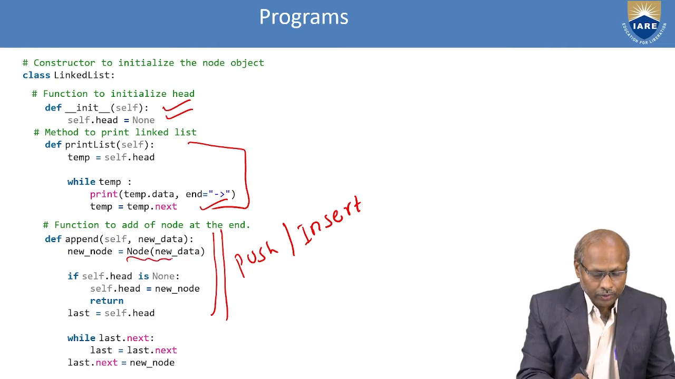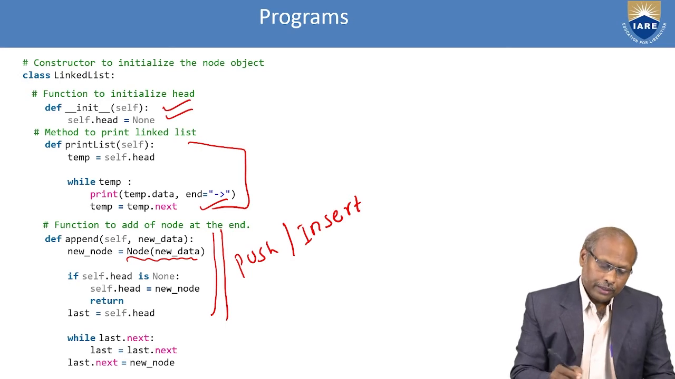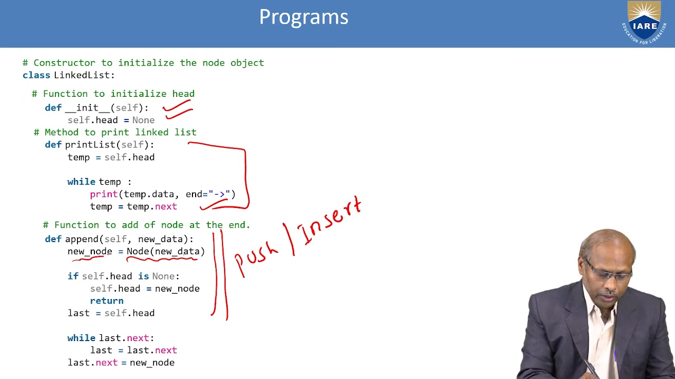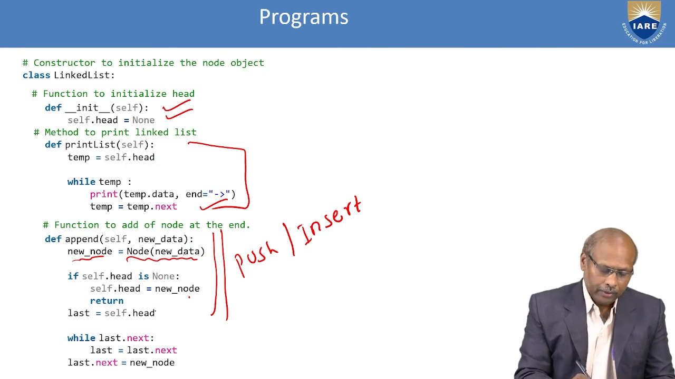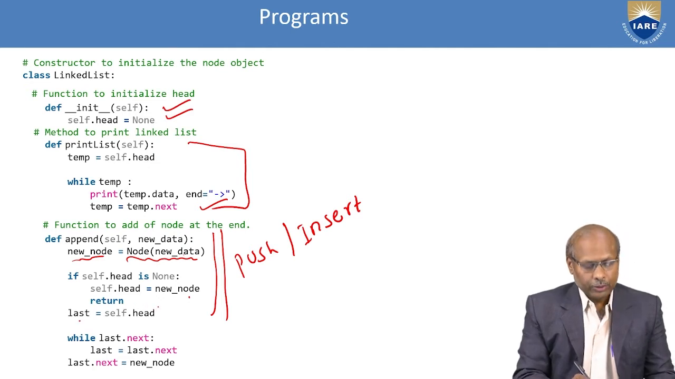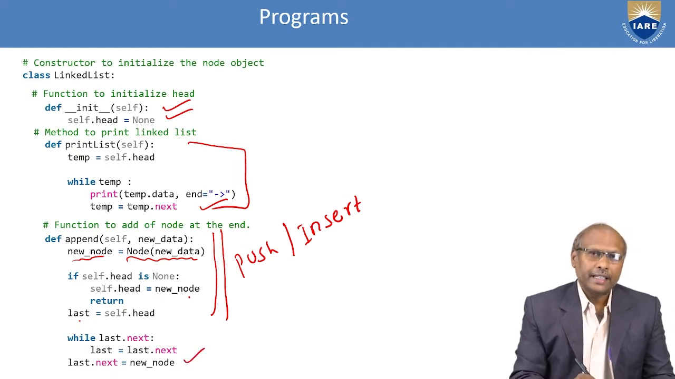Here you are calling the node. This node is what? Not a built-in class, that is a user-defined class. So whatever data you are passing, that data is stored in the node. This new node you have to attach to the list. If head is None, that is the first node. If head is not None, that means some nodes are already available. Then initially your last node is also the head node. The second time onwards, last equals last.next, keep on going till last.next equals the new node. So this is the way you are appending at the end.